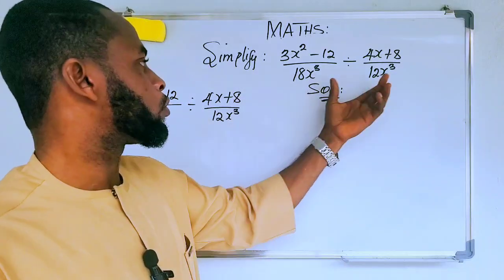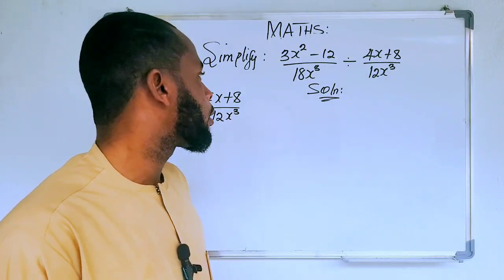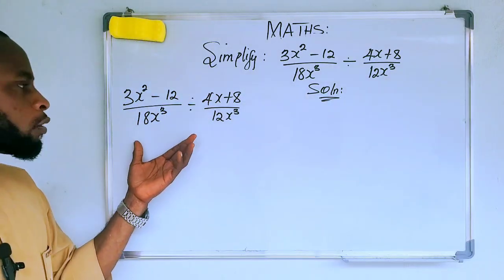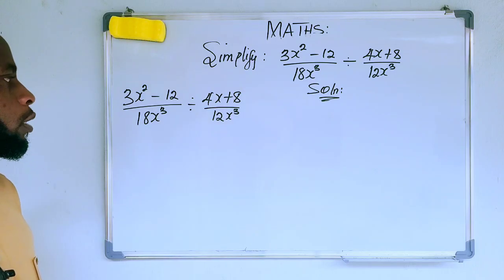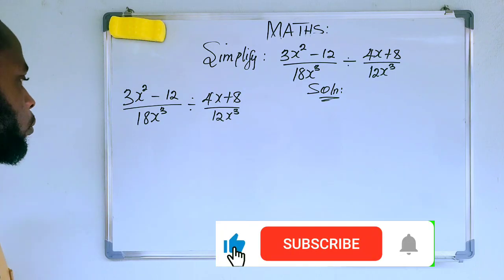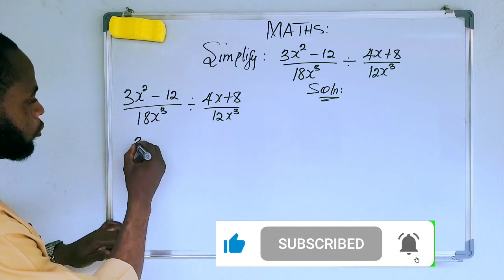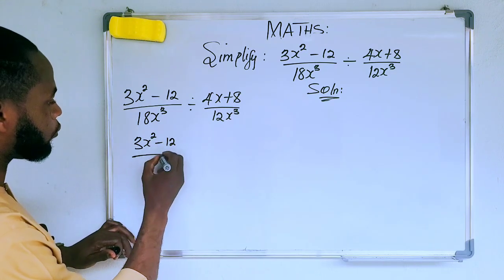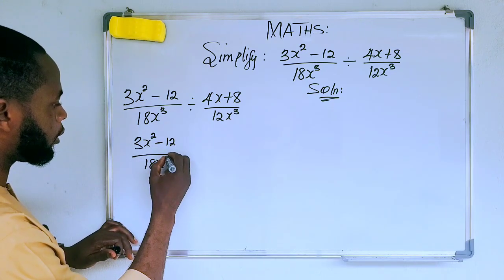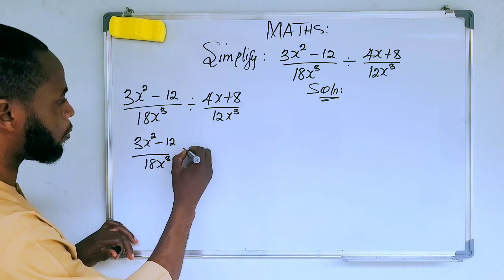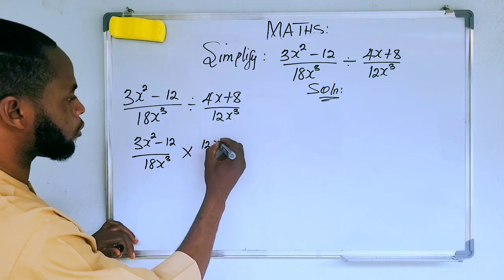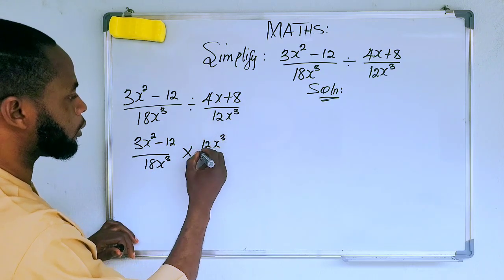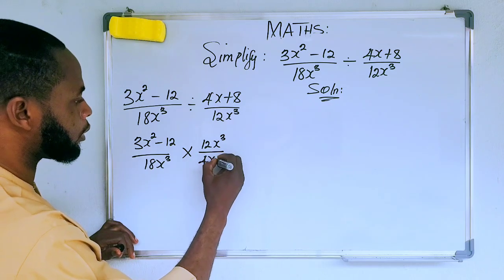We have this expression to simplify, and the first step we are going to apply here is factorization. As such, we are going to have this: (3x squared minus 12) divided by 18x cubed, multiplied by 12x to the power of 3 divided by (4x plus 8).